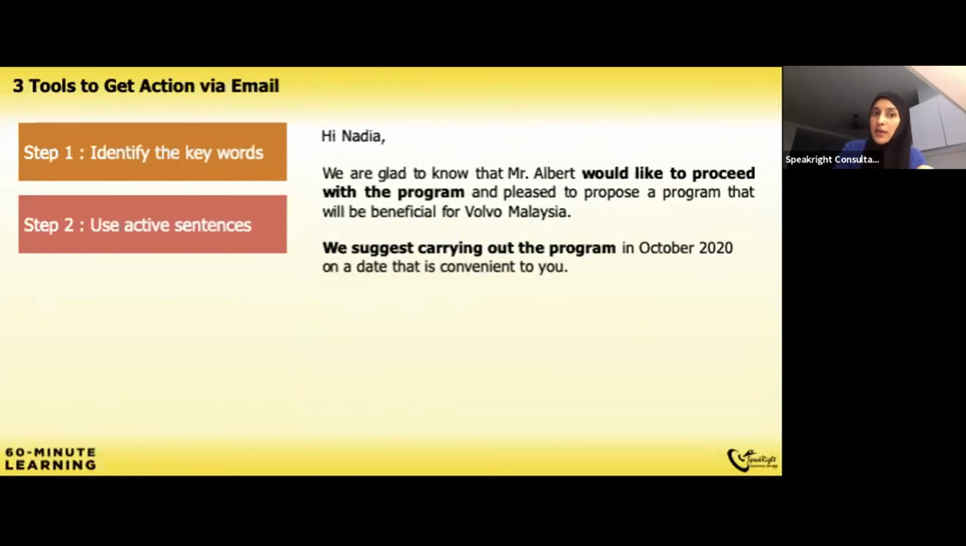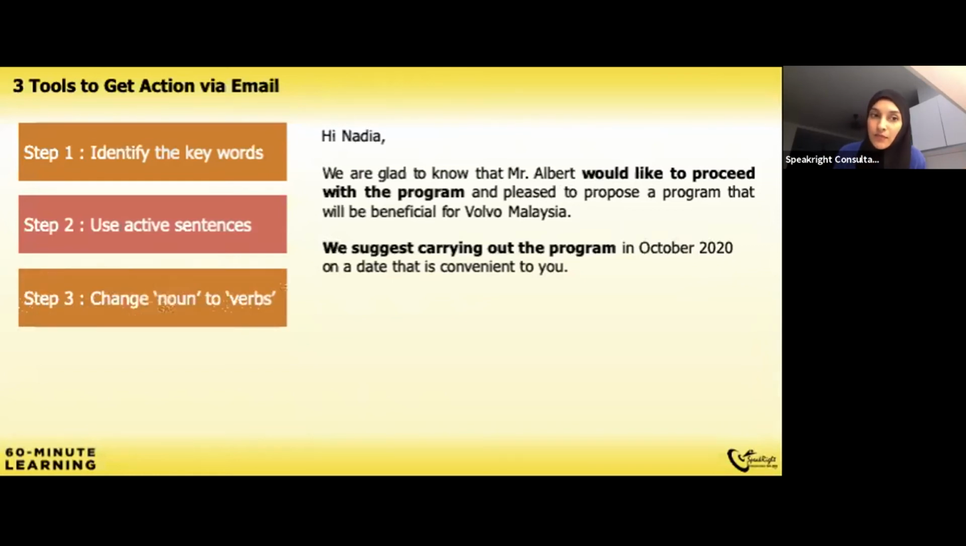We suggest carrying out the program in October 2020 on a date that is convenient to you. Then the next step is to change nouns to verbs. I'm going very slowly with this. To change nouns to verbs. What do I mean by changing nouns to verbs?